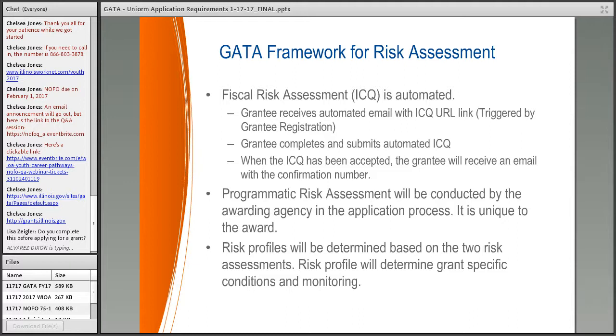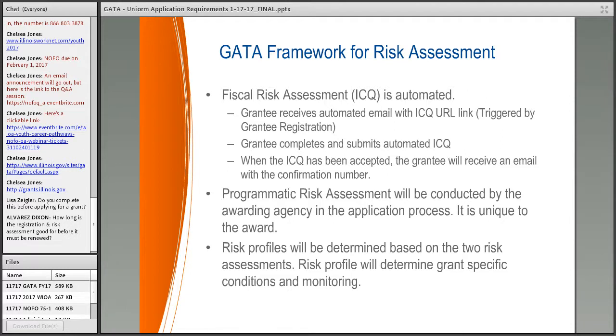The fiscal risk assessment is centralized. It applies to all state agencies and programs. If you do one annually, then it applies across the board. On the other hand, the programmatic risk assessment is unique to the program or award. So depending on how many awards or programs you apply for, you could end up submitting more than one programmatic risk assessment annually.